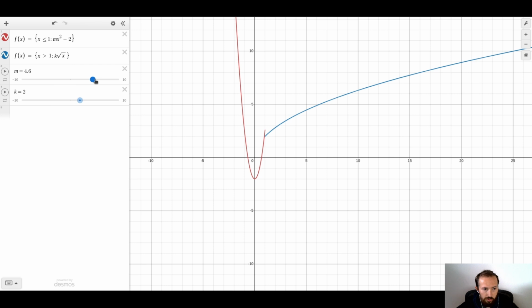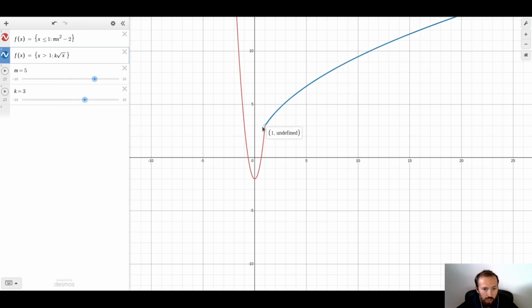And there are a lot of values that make this function continuous, basically forcing them to touch at x equals 1. But what we need, remember, we want to make this function not just continuous, but also differentiable. What does that mean? It basically means there are no sharp corners. So right here, for example, you can see that there's a sharp corner. They do not have the same slope right there.